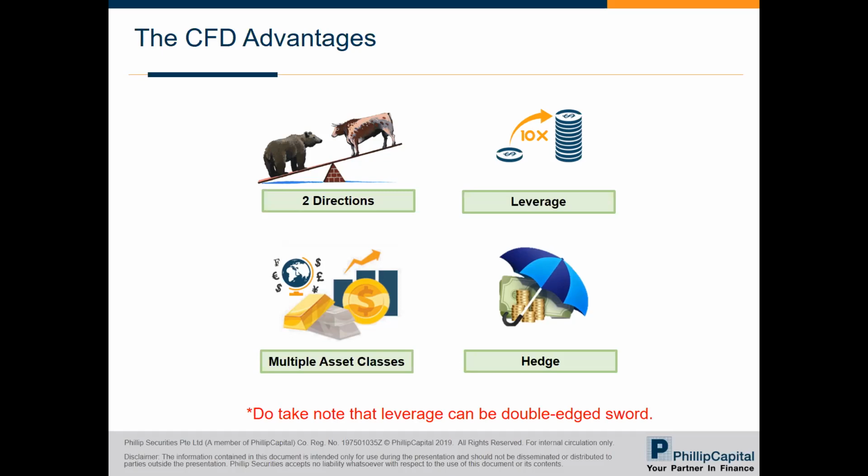Okay, we are not restricted by any market directions. Next, we have leverage, which also means using lesser money to own more contracts, unlike stocks, where you have to pay the full price. And CFD allows you to tap into multiple asset classes such as forex, indices, equities, and commodities. Also, CFD is used for hedging purposes.